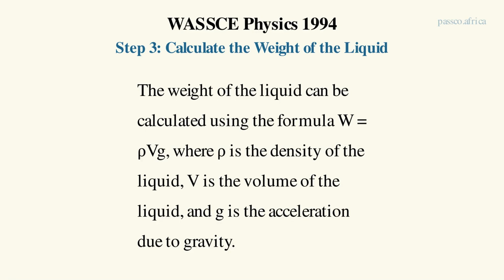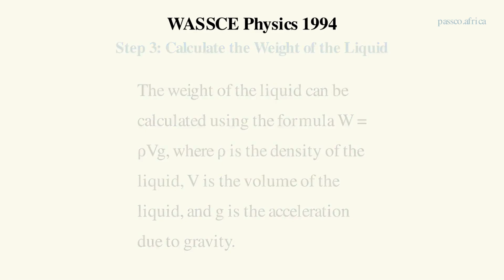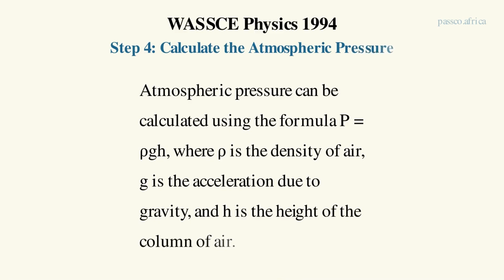Step 4. Calculate the atmospheric pressure. Atmospheric pressure can be calculated using the formula P equals rho gh, where rho is the density of air, g is the acceleration due to gravity, and h is the height of the column of air.